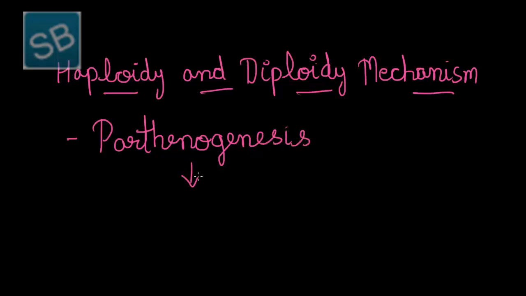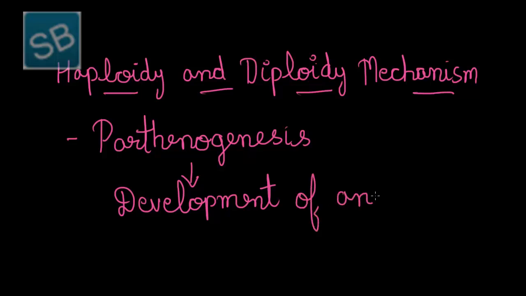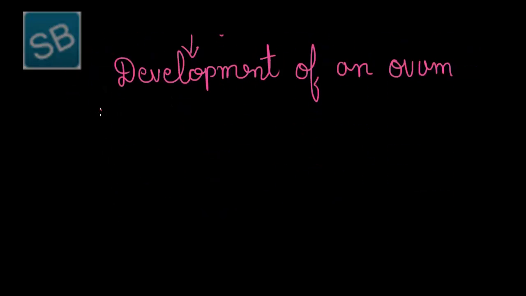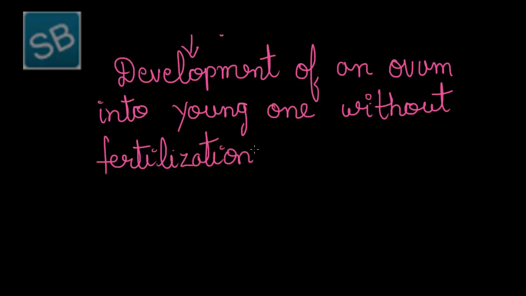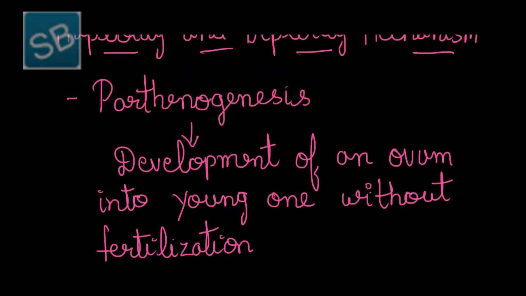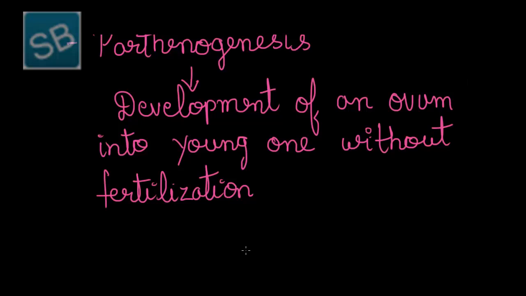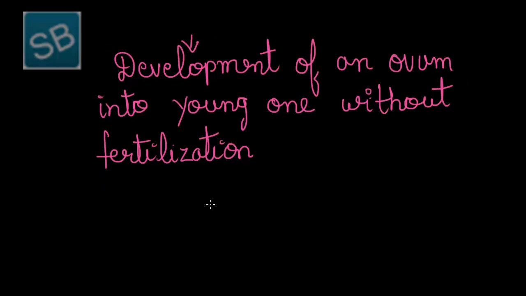Now, what is parthenogenesis? It means the development of an ovum into a young one without undergoing the fertilization process. Such a type of developmental process is known as parthenogenesis. Now, an individual that undergoes parthenogenesis is called a parthenoid.